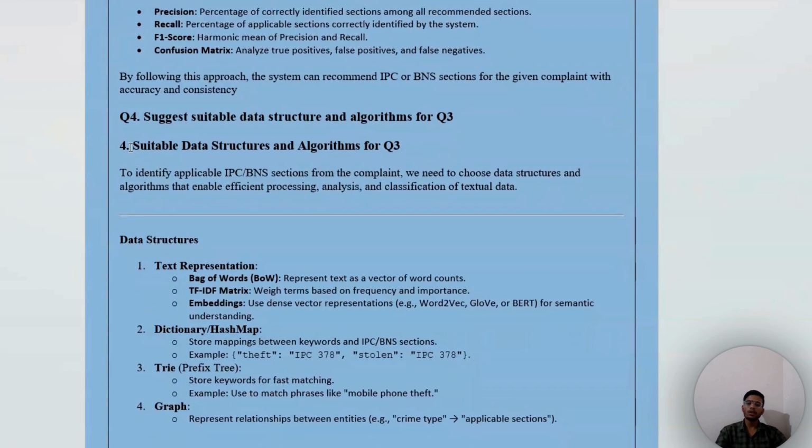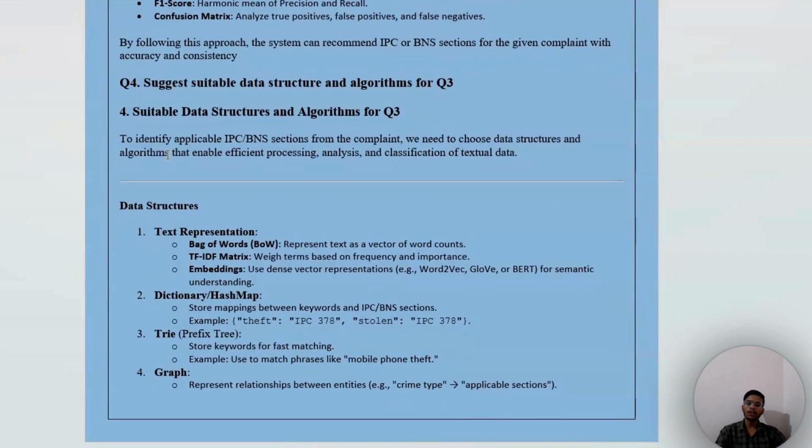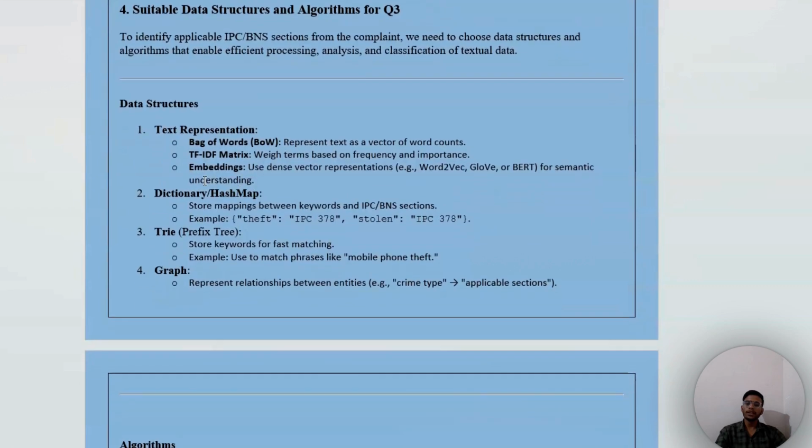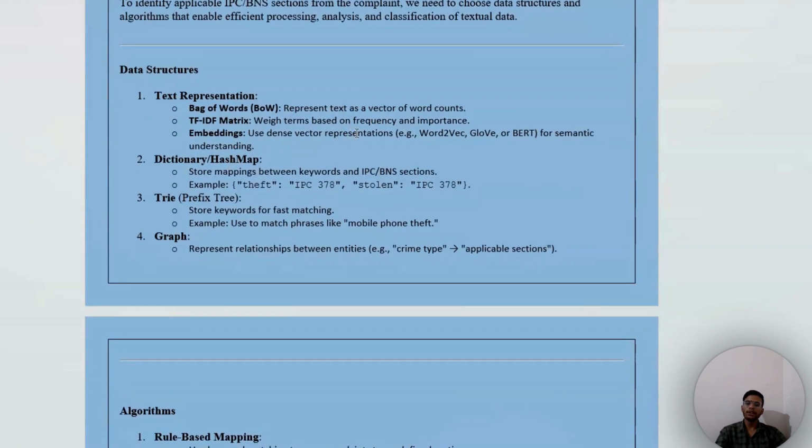We have to suggest a suitable data structure and algorithm for question 3. For question 3 we need to choose the data structure and algorithm that enable efficient processing, analysis and classification of textual data. In this, we have data structure, text representation. We use bag of words to represent text as a vector of word counts. Now, TF-IDF, based on frequency and importance.